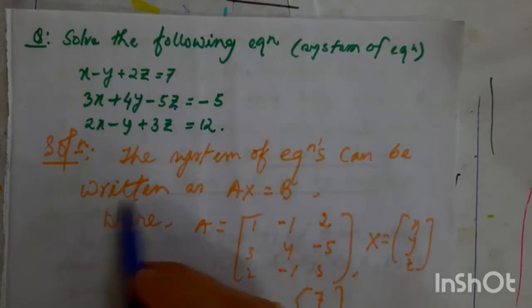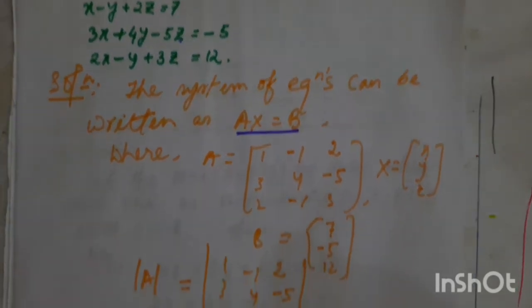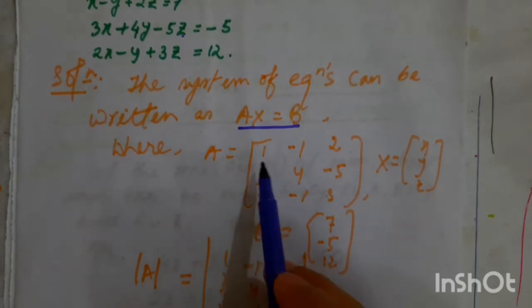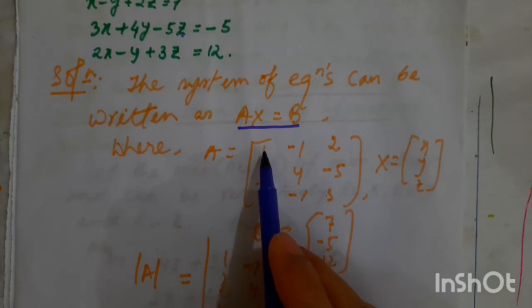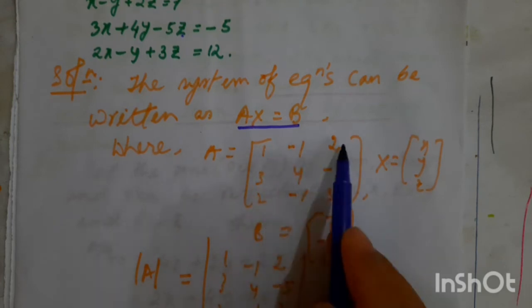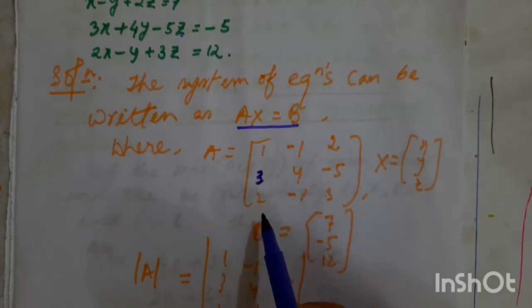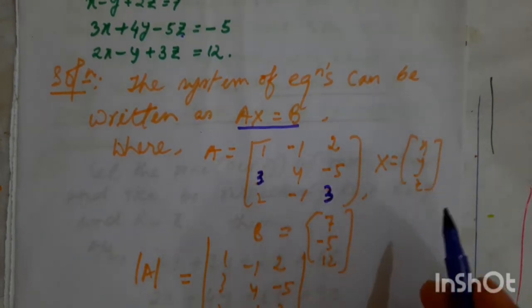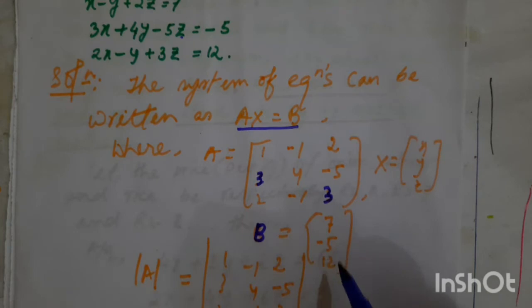The system of equations can be written as AX equal to B. We already discussed that a system of linear equations can be written this way, where A equals the coefficients of all the variables. The x coefficients are 1, 3, 2, the y coefficients are minus 1, 4, minus 1, the z coefficients are 2, minus 5, 3. X equals x, y, z, and B equals 7, minus 5 and 12, that is the constant terms.